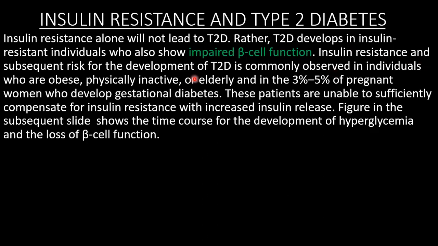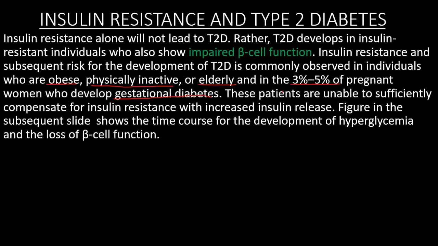Now, insulin resistance and subsequent risk for development of type 2 is commonly observed in individuals who are obese, physically inactive, and the elderly. And also, 3 to 5% of pregnant women usually develop gestational diabetes.